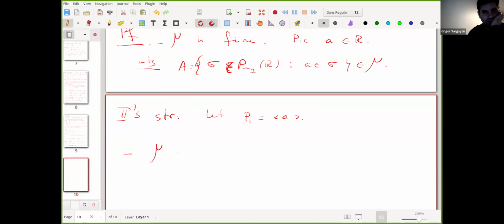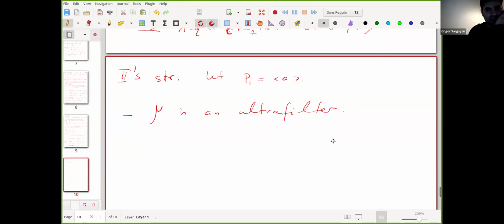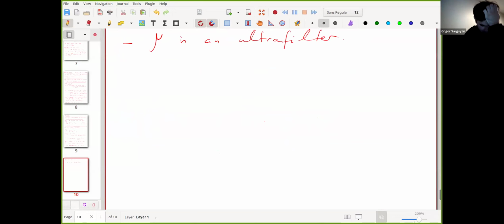So mu is an outer filter. This is a bit of a trick. Let's leave this as homework. I will do it next time, maybe. The countable completeness of mu. Right, let's just do it, I think.